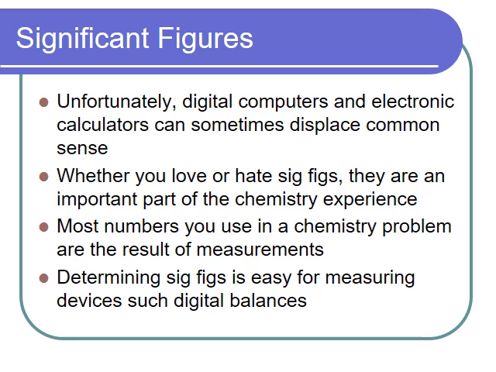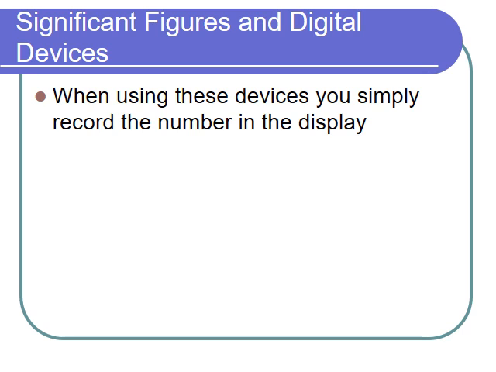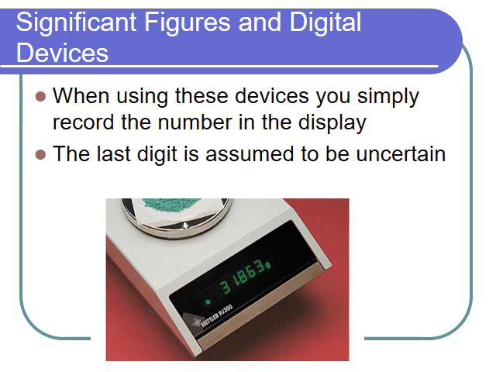Determining significant figures is easy if we have a digital device like a balance or a digital thermometer. So when using these devices, just record the number in the display. The last digit is assumed to be uncertain. In this scale, we have 3 decimal places. That last digit, that 0.003, is assumed to be uncertain.